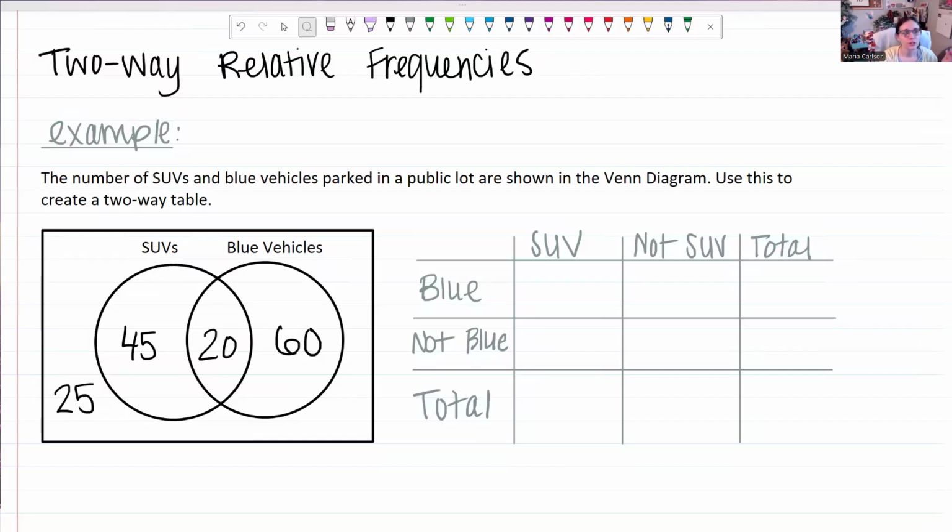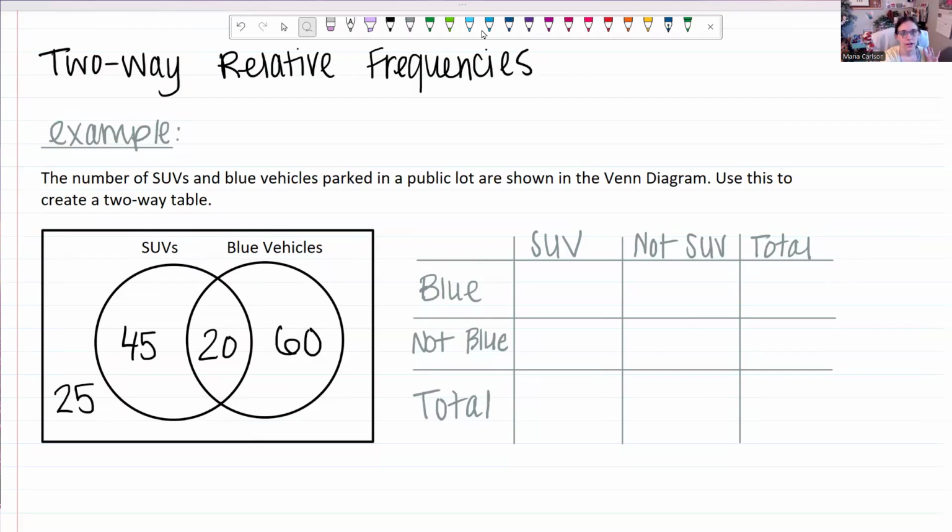In this video, I'm going to do a quick example with some follow-up questions on two-way relative frequencies. So the number of SUVs and blue vehicles parked in a public lot are shown in the Venn diagram. Use this to create a two-way table. So we see the Venn diagram here with SUVs and blue vehicles, and then our two-way table that we're going to fill in here to the right of that.